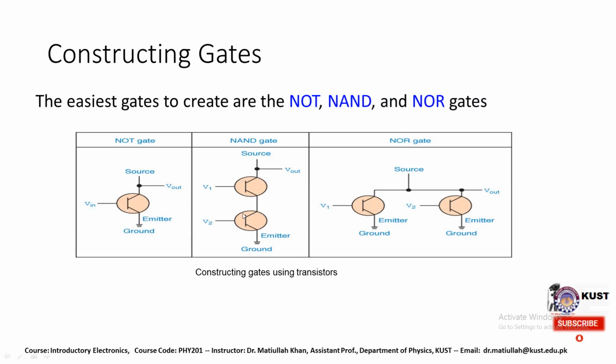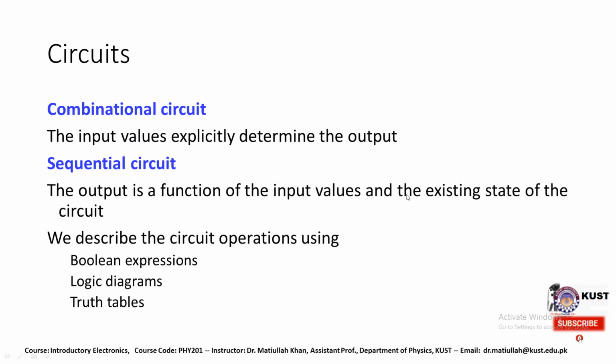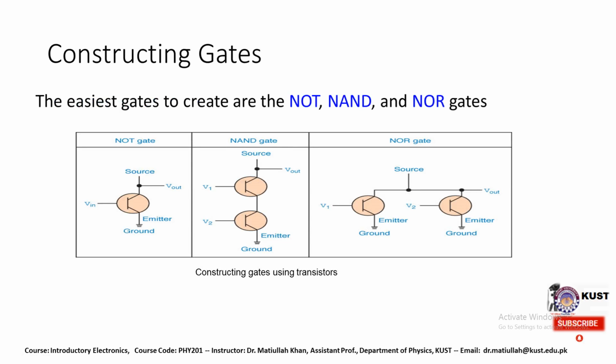You see, there are two inputs, V1 and V2. These are the inputs, and the output is obtained here. And the third one is the NOR gate. How can we create the NOR gate from transistors? In this case we have two inputs, connected to the base. This is the input V1, and this is the input V2, and the output is obtained at V output over here. So it can be utilized as a NOR gate.